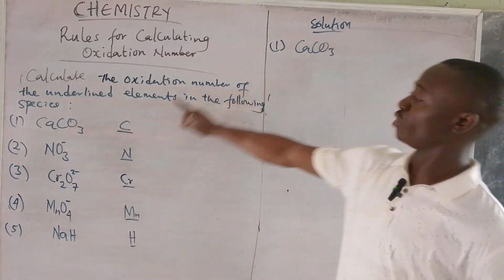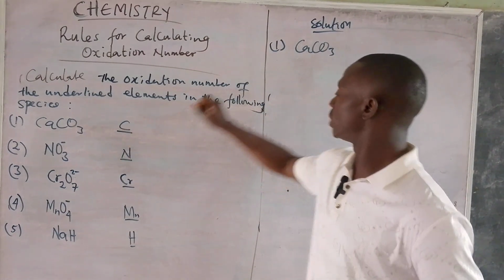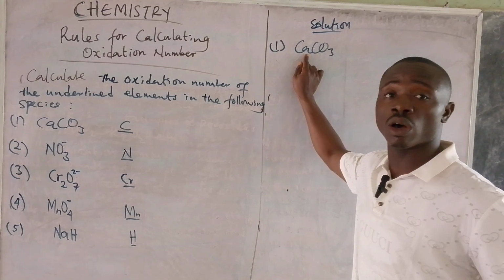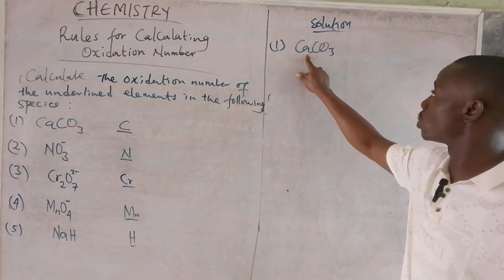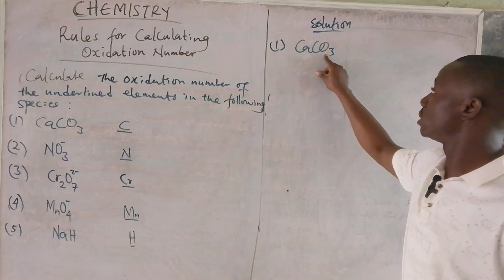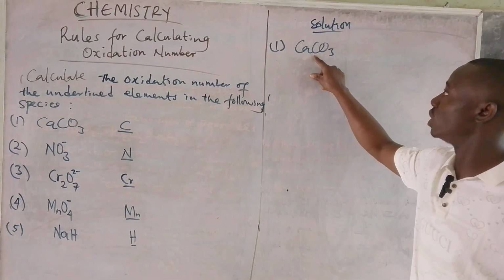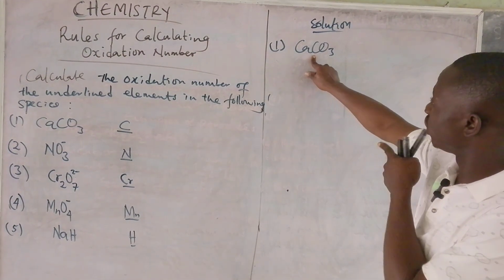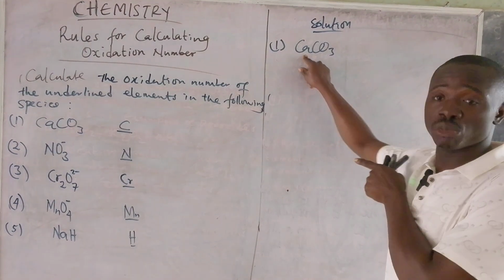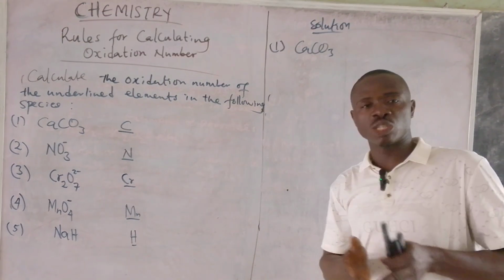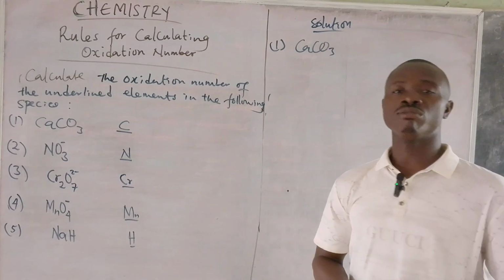Now, since you are asked to find the oxidation state of carbon, then definitely you must have known the oxidation state of every other element in this compound. And what are the other elements we have? Calcium and oxygen. So it is only the oxidation number of carbon we are asked to find. Now, calcium is a metal, and this is the principle for getting the oxidation number of metals.